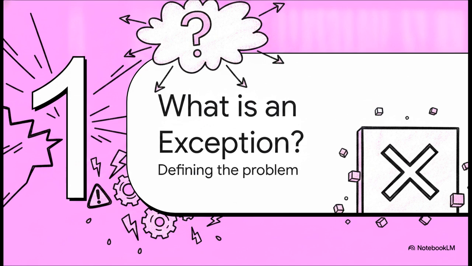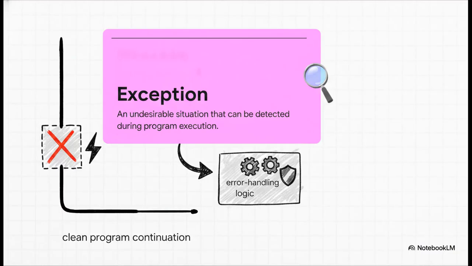What is an exception? Basically, defining our problem. Now, the absolutely crucial first step is understanding the definition. An exception is, at its core, an undesirable runtime event or error that pops up during program execution. But here is the absolute genius of the exception handling mechanism. Its main purpose is to separate the error handling logic entirely from your main program flow. By pulling that error management out of the main sequence of your code, you ensure high readability and, most importantly, you prevent that unexpected, brutal program termination we just talked about.